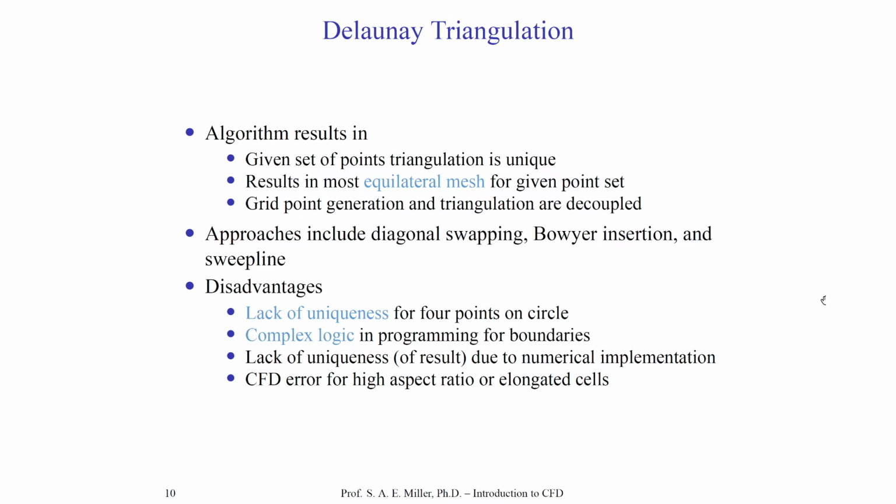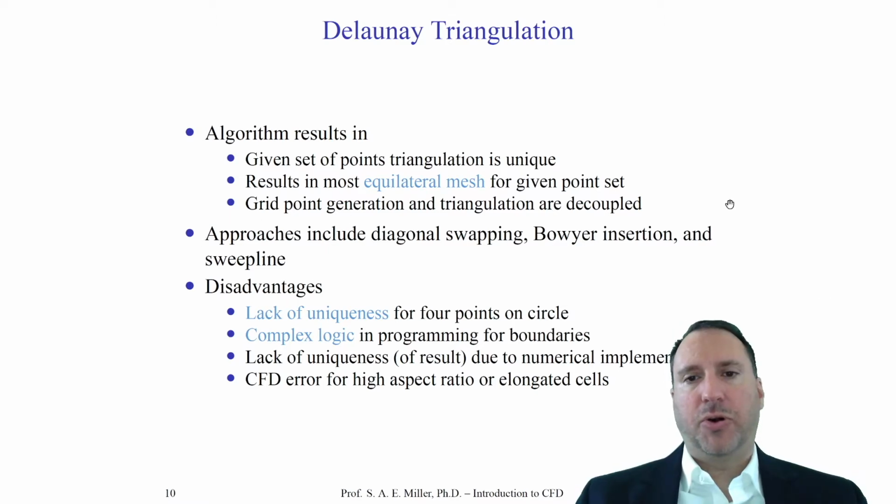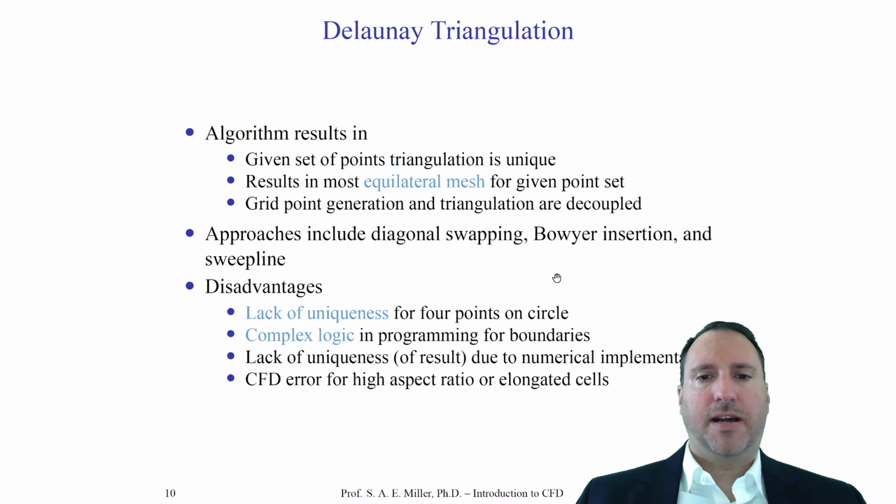Now, it's not just as easy as creating the Delaunay triangulation, which we discussed graphically, the algorithm itself. It might also include diagonal swapping, that is the swapping of the connectivity between elements to improve quality of the metrics of the grid. It might include the so-called Bowyer insertion algorithm or sweep line algorithm. We're not going to talk about sweep line today, but we might talk about Bowyer insertion, which depends, of course, on the circumcenter test.